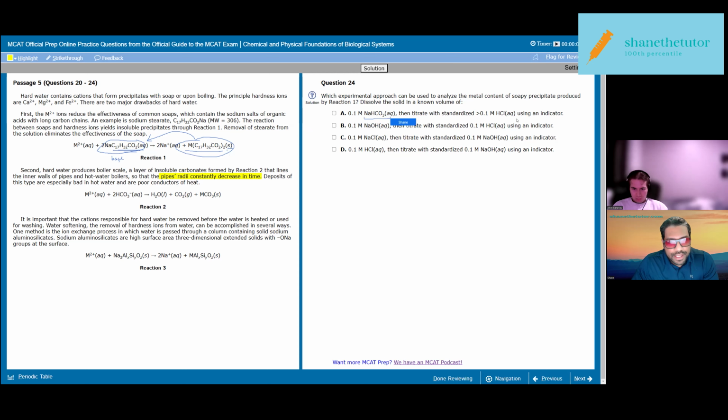So if we added this, it would just turn into the bicarbonate ion, right? Which will be like a weak base. NaOH, which will be a strong base. NaCl, which will just be Na plus Cl minus, and that might play a role in like the common ion effect. And then HCl, which is of course an acid.